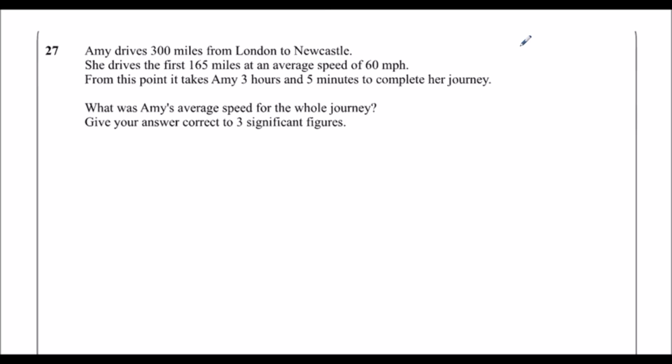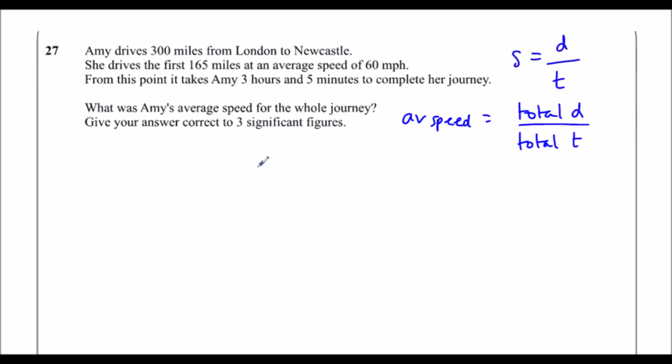Okay, so we've got speed is equal to distance over time. And we need the speed for the whole journey. So average speed for the whole journey will be total distance divided by the total time. So we know the total distance. That's 300. We don't know the total time. So we know the time for the second part of the journey, but not the first.